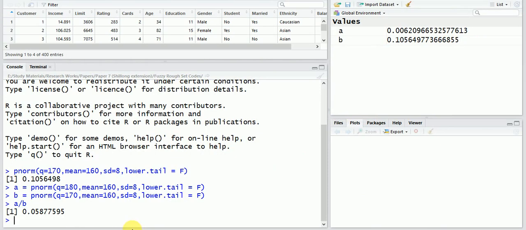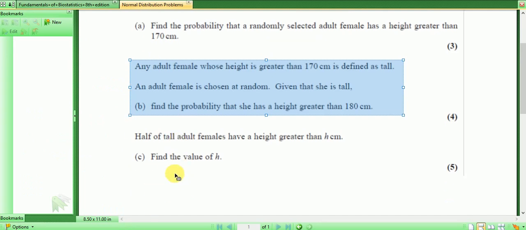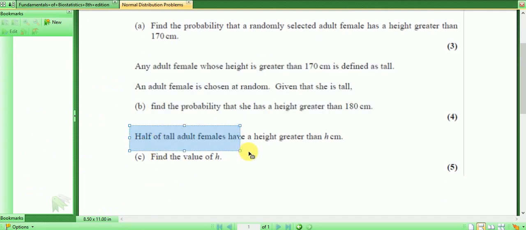Now I will go to another question, the third one. Half of the tall adult females have a height greater than H centimeters, find the value of H. Now this will be an interesting question.